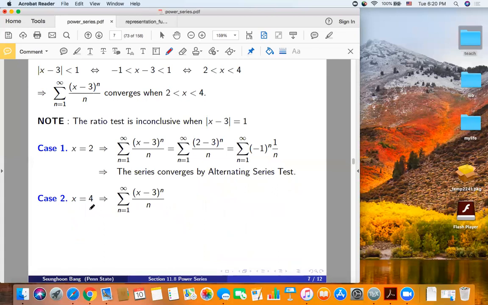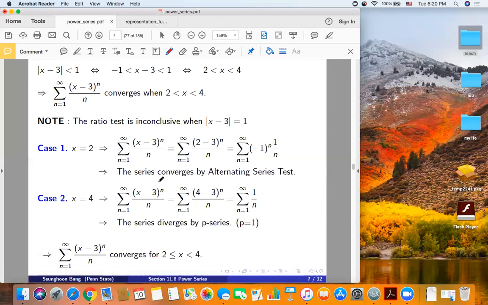Second case, you plug in the point 4. You plug this value 4 into x. So 4 minus 3 to the power n is 1 to the power n, and 1 to the power n is exactly 1. So we have the summation of 1 over n. Is this series convergent or divergent? What do you think? Divergent. Why is this series divergent? Yes, harmonic series or p-series, either one is good. This is divergent. P equals 1, so this series is divergent. What is the final answer? It converges only at x equals 2, so include 2: x is greater than or equal to 2 and less than 4. So this is the idea.